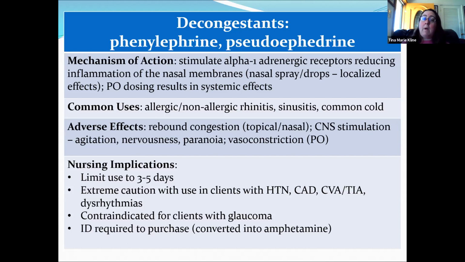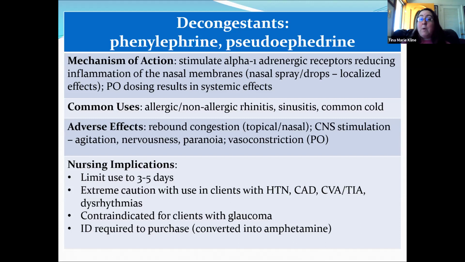Okay. The other thing I like to mention, and you see this more with PO dosing, and I have it up there, this agitation, this nervousness, this paranoia. It doesn't affect all patients, but for some that do experience this, it is pretty intense. Now, just because they've experienced it one time doesn't necessarily mean they'll react to it all the time.